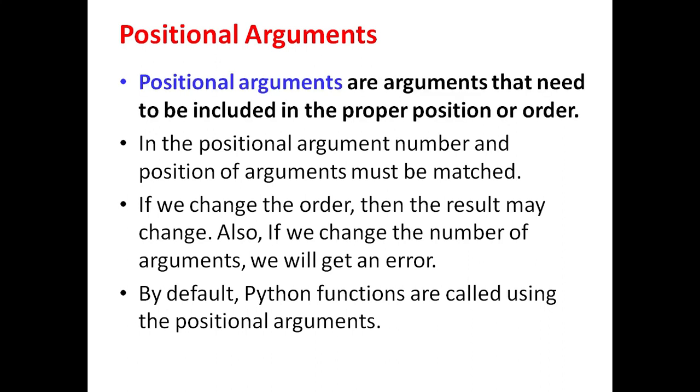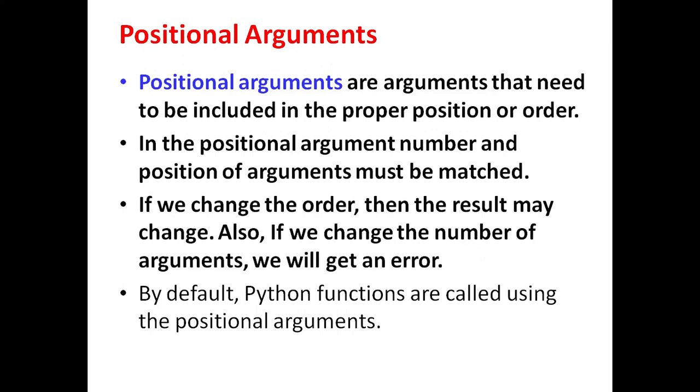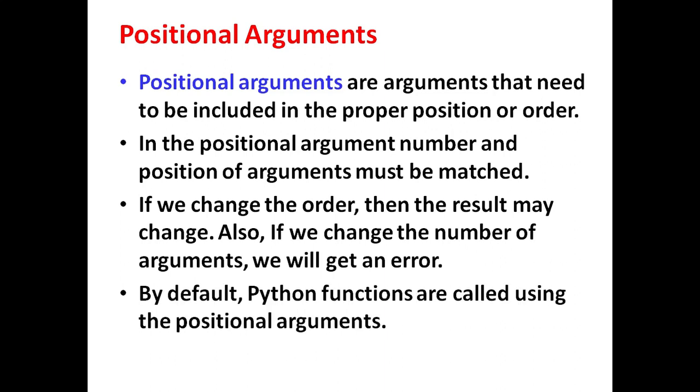Next is positional argument. Positional arguments are arguments that need to be included in the proper position or order. In positional argument, number and position of arguments must be matched. If we change the order, then the result may change. Also, if we change the number of arguments, we will get an error. By default, Python functions are called using positional argument.